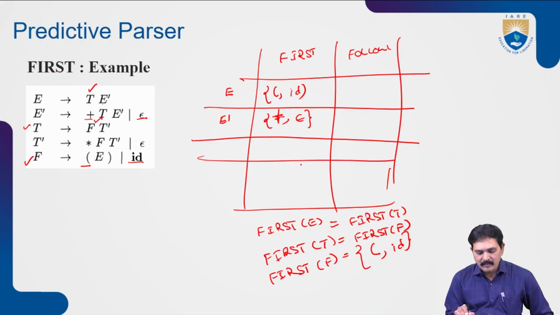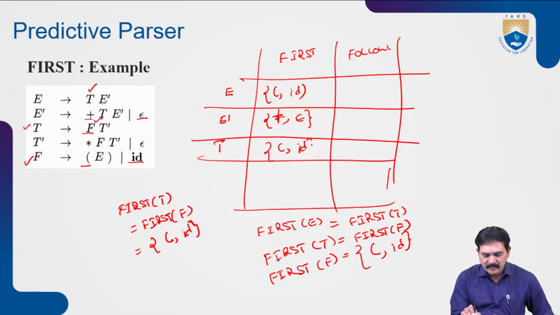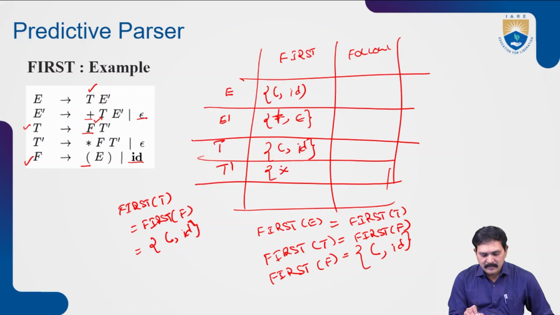And again, what the T is? First of T is nothing but first of F. First of F is again the open parenthesis and also ID. Here you have the two symbols, open parenthesis and also ID. And T dash, what is T dash? Maybe star and also the null value. This is for the T dash.